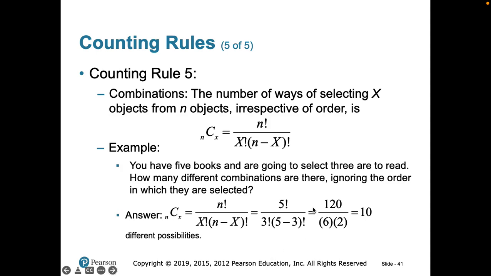We found 5 factorial before, and it was 120. Then we have 3 factorial times 5 minus 3 factorial, which is 6 times 2, and that will be 12. So 120 divided by 12 is 10. So you have 10 different possibilities. You can choose 10 different ways to select the books that you will want to read.